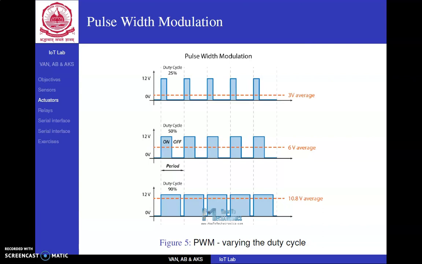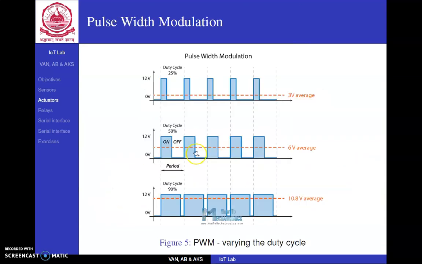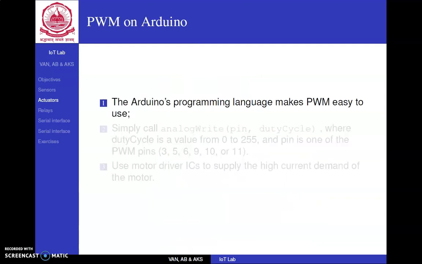And what is the extreme case? 100% duty cycle, and that is what is shown here. So this is a 100% duty cycle and the motor will rotate at its maximum speed. This generation of these pulses can be easily done by a microcontroller. That is the interesting part of it. Let us see how it can be done.